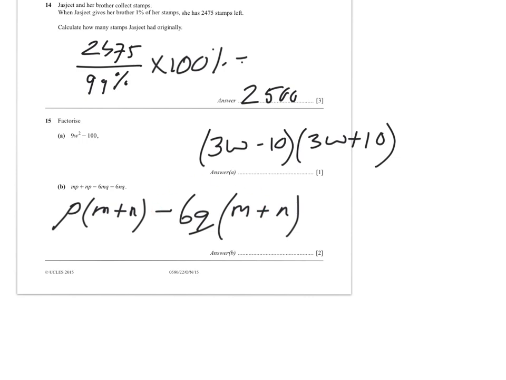So what is my final answer? This is for 2 points, and I already earned 1 point now. It's going to be m plus n times p minus 6q, or p minus 6q times m plus n.